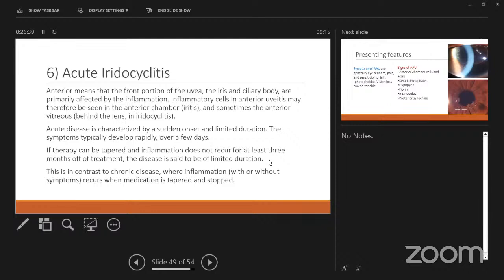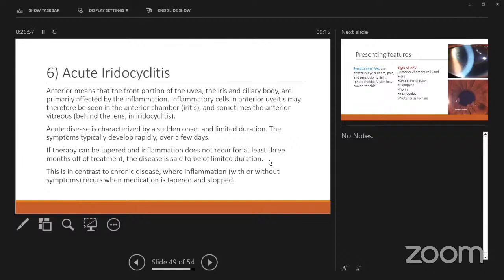So the anterior part of the uveal tract basically involves the iris and the ciliary body, which are primarily affected by inflammation. Inflammatory cells are seen in the anterior uvea, in the anterior chamber, in the form of iritis, and sometimes behind the lens in the anterior vitreous, anterior hyaloid face, in the form of iridocyclitis.